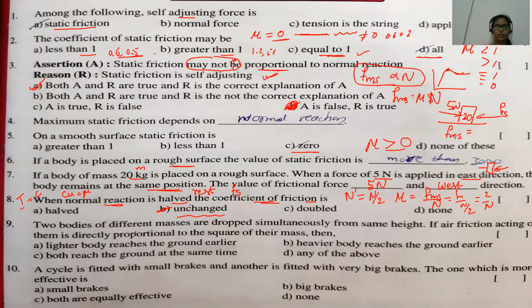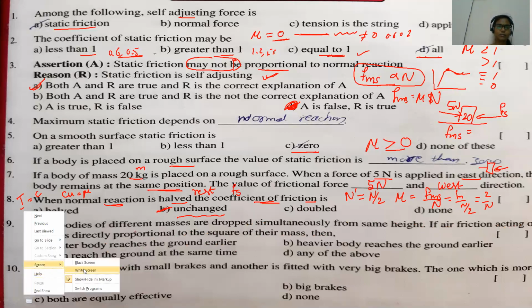9th question. Two bodies of different masses are dropped simultaneously from the same height. If air friction acting on them is directly proportional to the square of their mass, then... This question will take a little space, so I'll just use the screen, children. See what is given. Two blocks are there. What is the question? I'll just read from this.